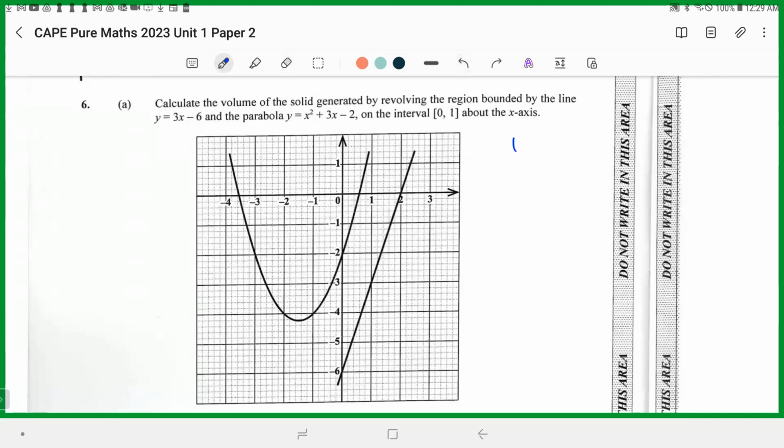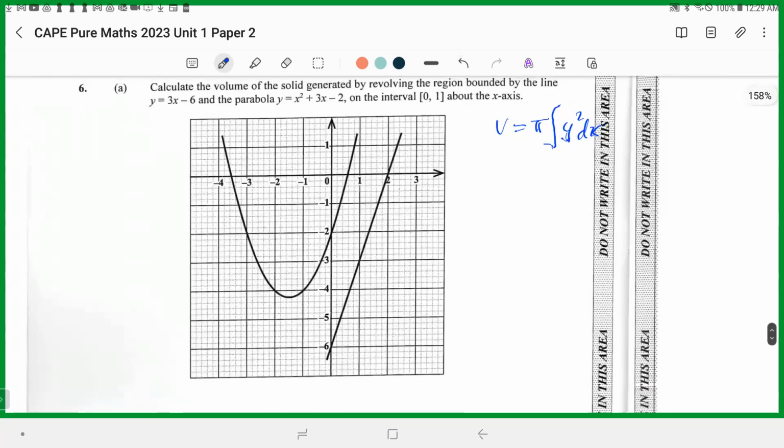Remember, volume about the x-axis is pi times the integral of y squared dx. So this is like a compound region that they want us to do. They're not intersecting, right? So which one is going to give us the larger volume? So the line is basically 0 to 1. So we're going to be revolving this region around the x-axis under the line. This area, all of that is going to be revolving around the x-axis.